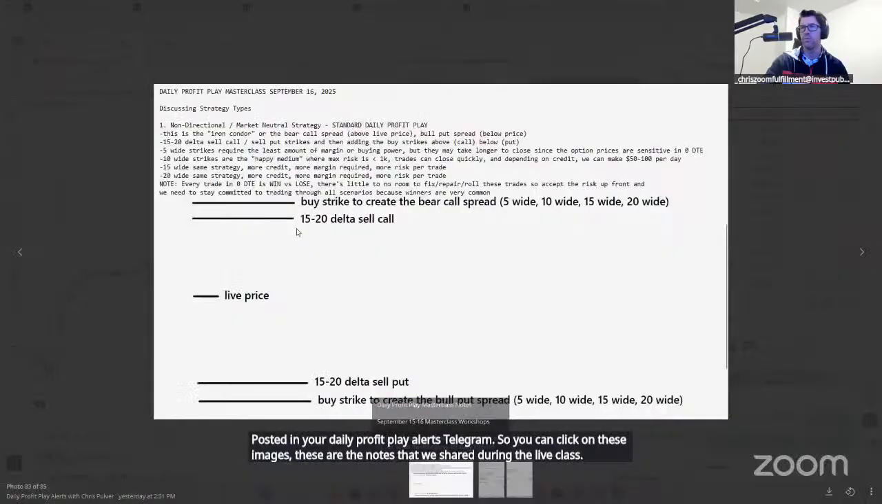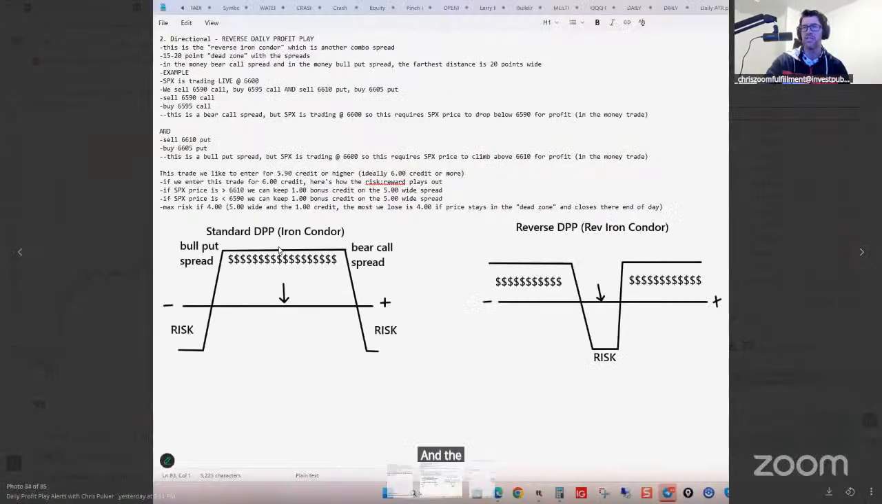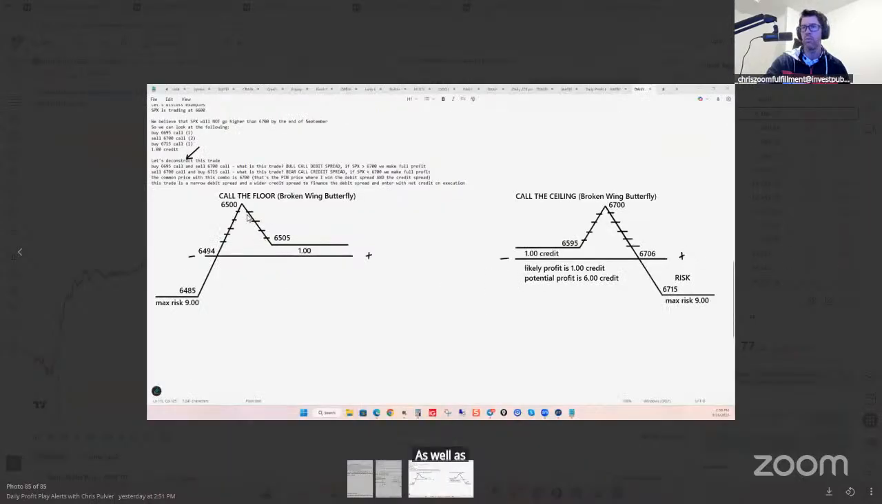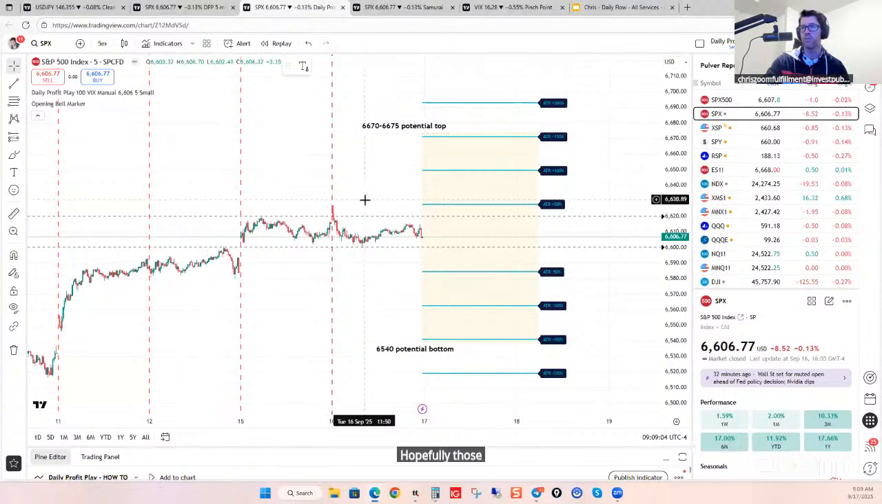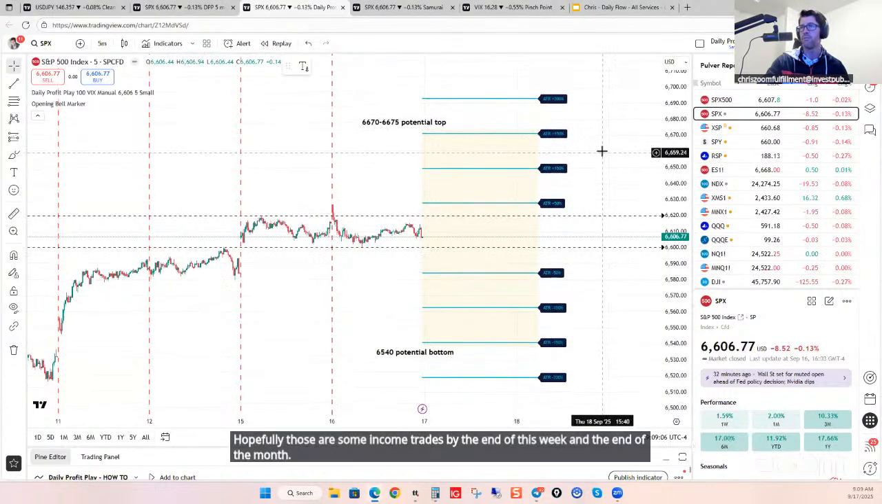I'll zoom in here. It's kind of our basic daily profit play and the difference between a standard daily profit play and reverse daily profit play, as well as what we've been sprinkling in here lately. Some broken wing butterflies. I'm calling the ceiling on some of my trades. So 6640, 6700, 6750. Hopefully those are some income trades by the end of this week and the end of the month.